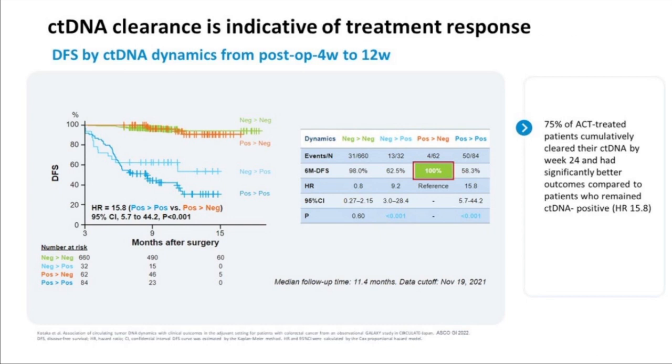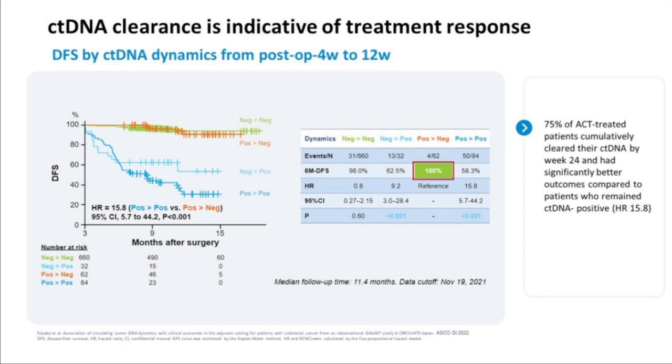Now, we can also say that this is dynamic, right? So we looked at a specific point after surgery, 4 weeks, but we want to know, over time, does that change the way in which we look at the ctDNA, the dynamics of it, from weeks 4 to weeks 12 postoperatively? And we can say that, in fact, it does. In the patients who are negative and stay negative, they continue to do really well. That's that light green line at the top. Those patients continue to do exceptionally well.